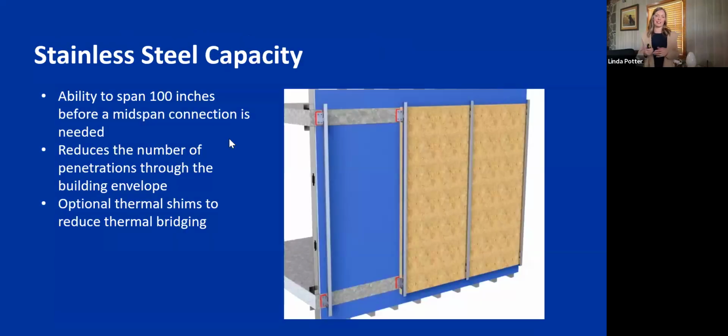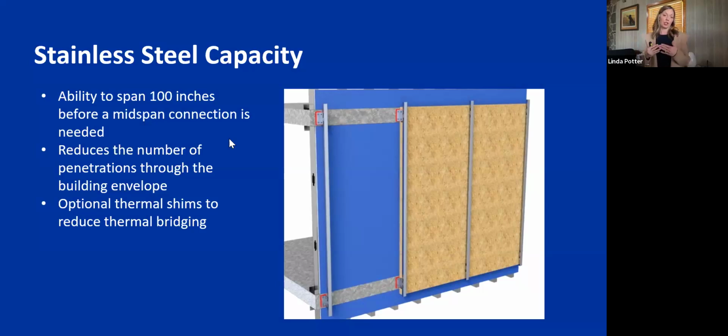So when we think about stainless steel, we see this being introduced into the market as a Rainscreen substructure that I don't think we've seen before. We've seen, as you saw in the previous slide, aluminum. We've seen non-metal materials. We've seen lots of different types of girts and materials. What we haven't seen is the stainless steel clip connection concept, where, because of its strength and durability, it could potentially allow you to span 100 inches before you would need another connection, reducing the amount of penetrations through that building envelope.